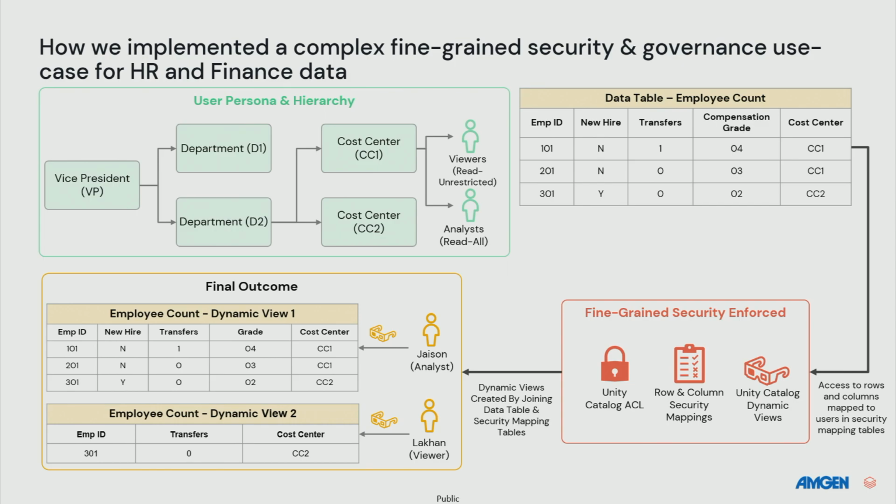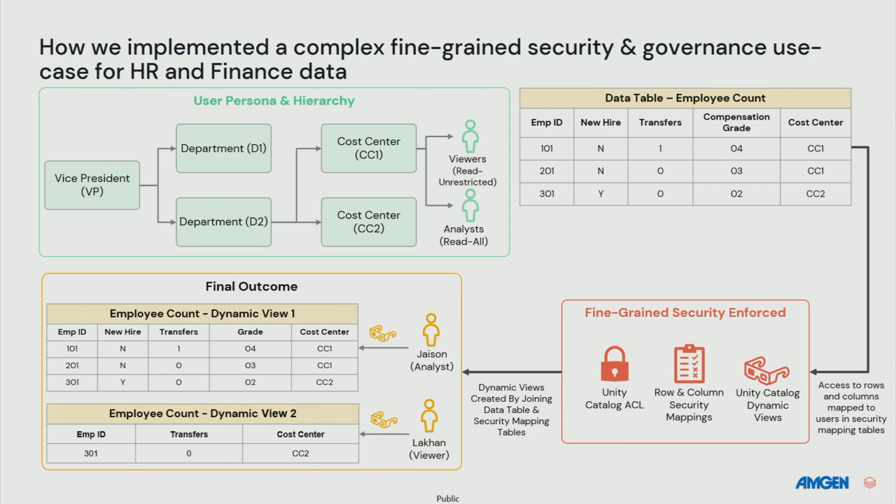And then there are different personas involved, like readers and analysts, where analysts have access to all the columns, and readers can only access unrestricted columns. So both of these create a requirement of row level access control as well as column level access control, right? And at the same time, different personas are involved.